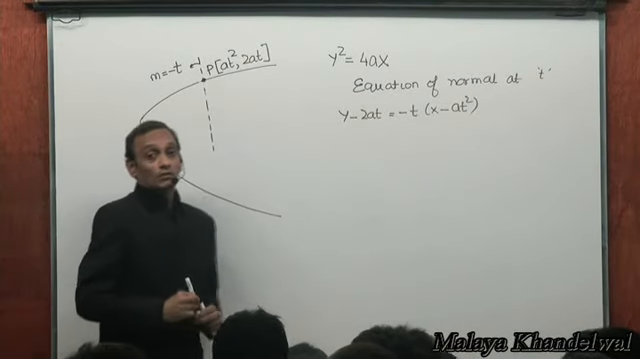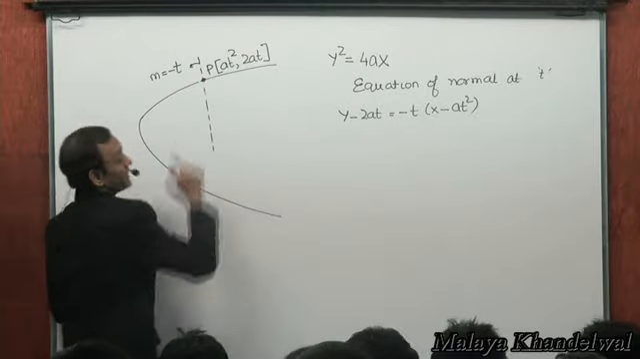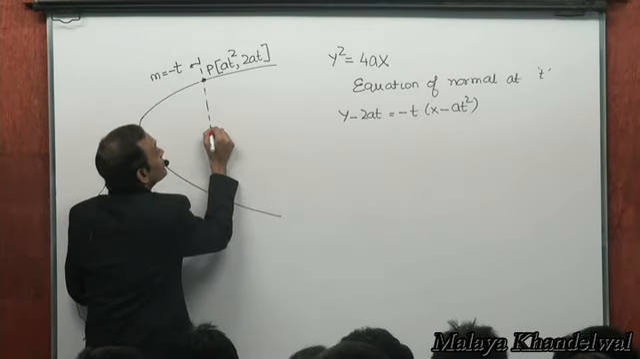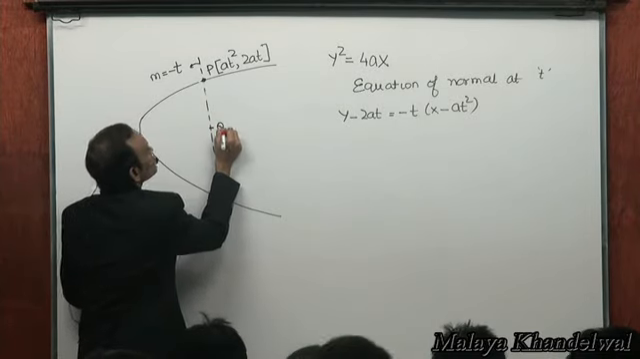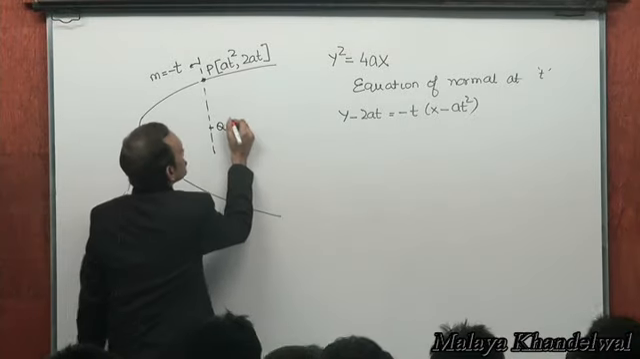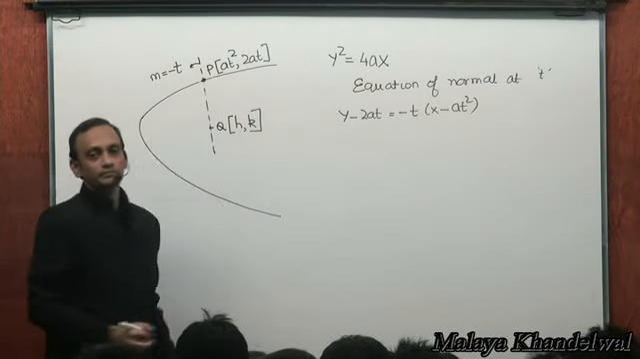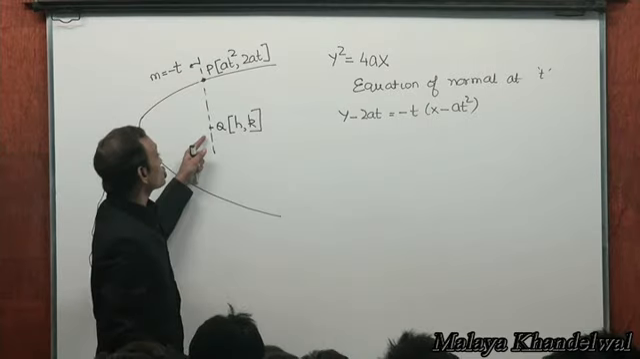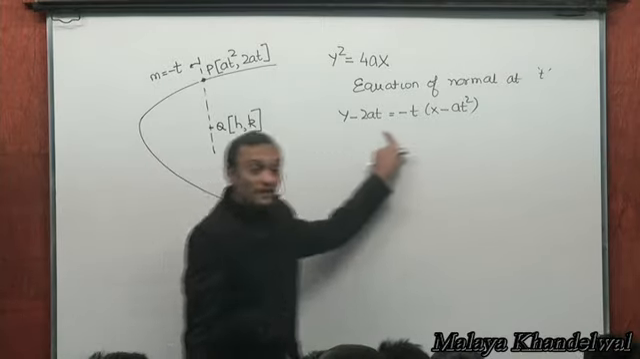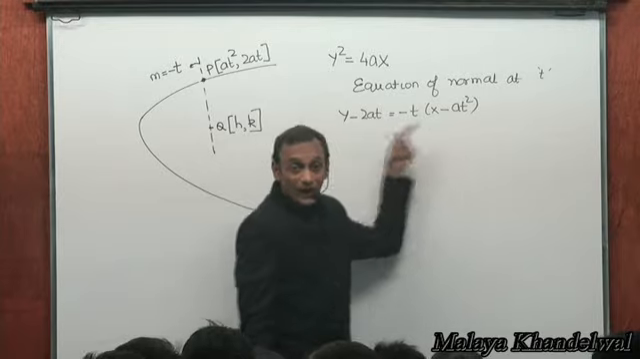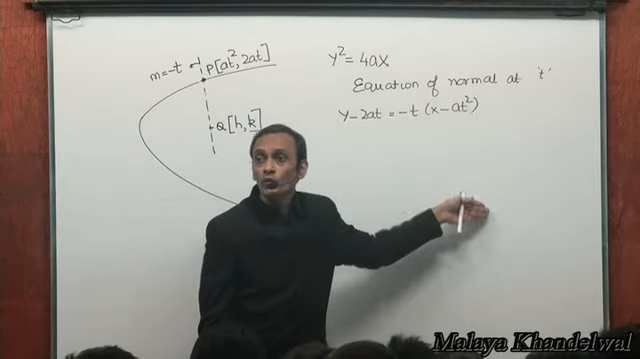Now, like I told you, this is called the foot of the normal at t. This normal, suppose it passes through a point Q, which is (h, k). This is the equation of the normal, and let's say it passes through a certain point Q, which is (h, k). Then (h, k) will satisfy this equation. x equal to h, y equal to k will lie on the equation of the normal, and will therefore satisfy this equation. Yes or no? Yes, right?